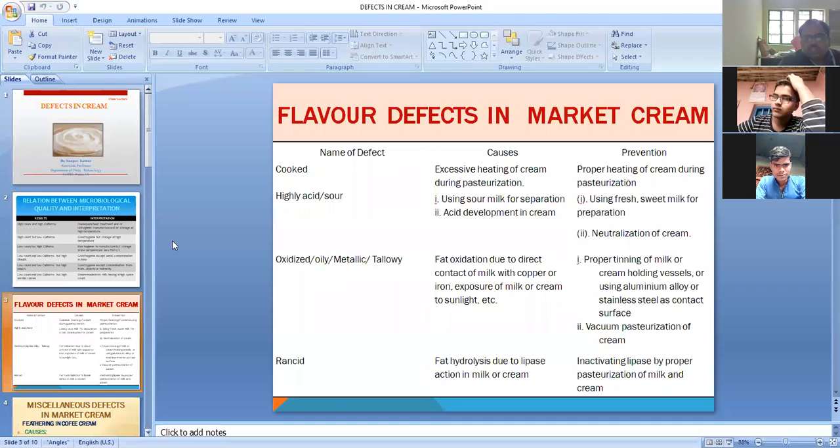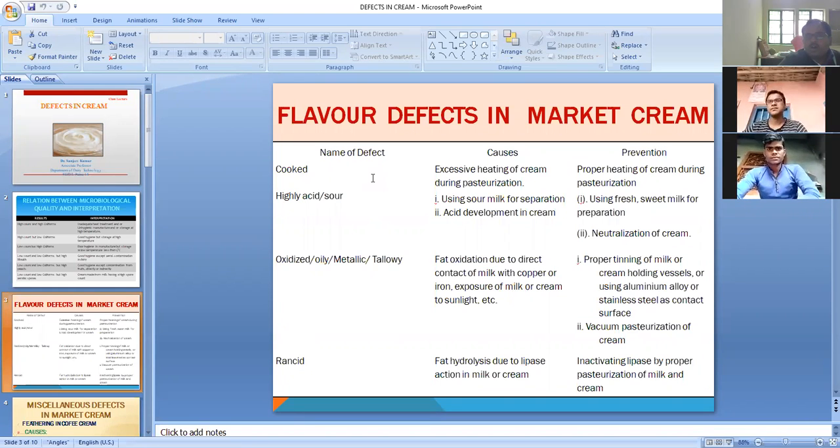So here you can observe there may be chances of one defect that is very common, that is, cooked flavor. Cooked flavor is the most severe defect in cream. So how does it arise? What is the reason behind the cooked flavor of cream?